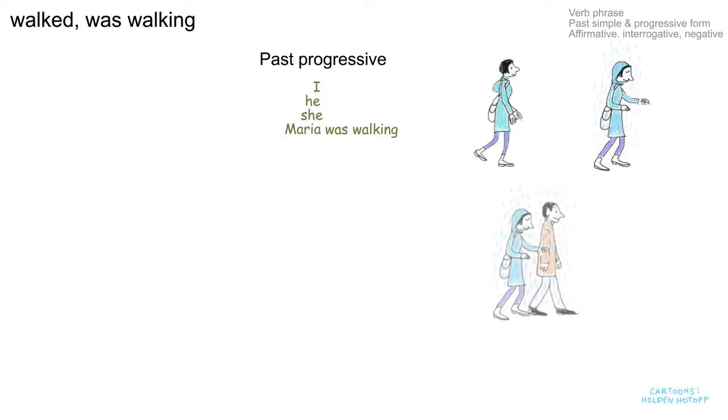But here there are two of them. Maria and Sam were walking together. So we have walk again, add ing to make walking, then we use were, and we use were with we, they, and Maria and Sam. So the first group is singular and the second group is plural.